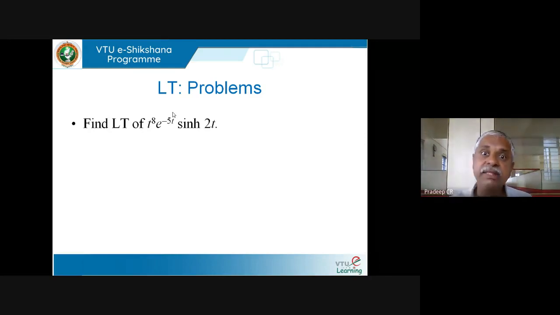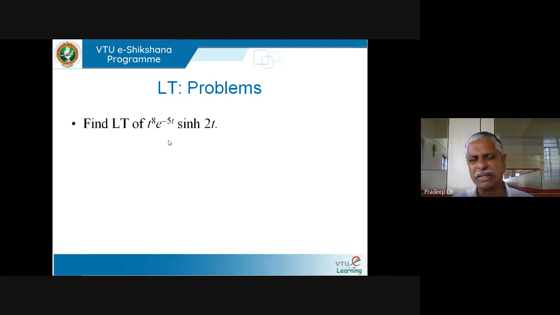So let us see it more carefully. Can I write it in some other order? In any order I write, whenever I write t power 8, I have to differentiate 8 times, which is a painful thing. So how about attacking t power 8 itself directly? But then how am I going to find the Laplace transform of sine h 2t into something? Then you have to use the definition of sine h 2t.